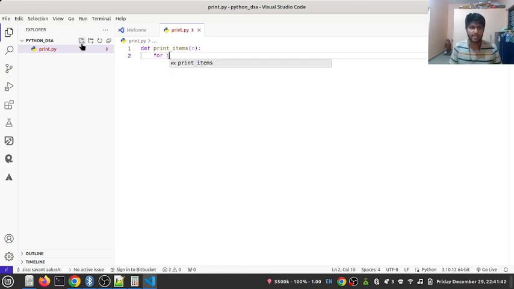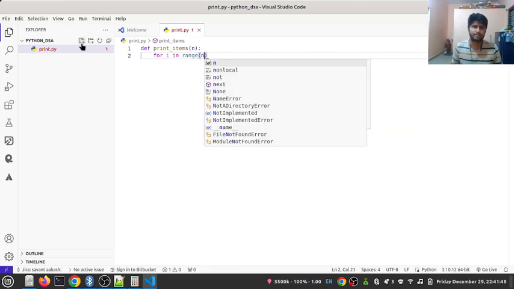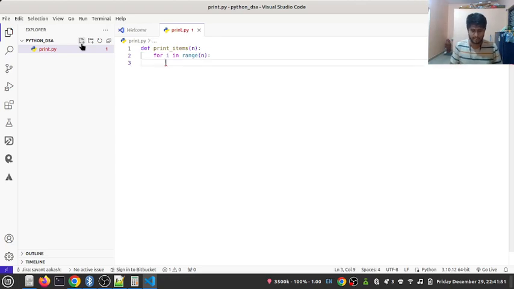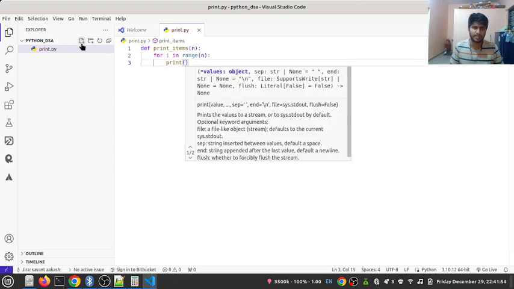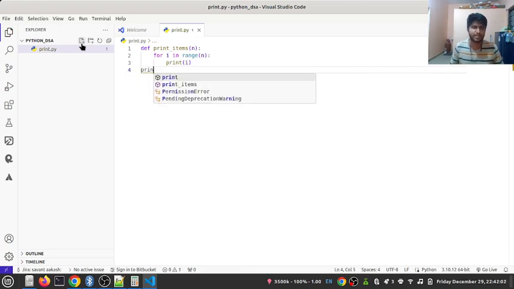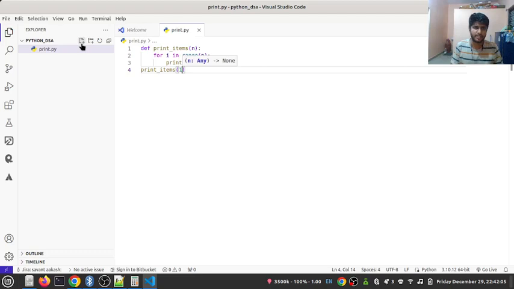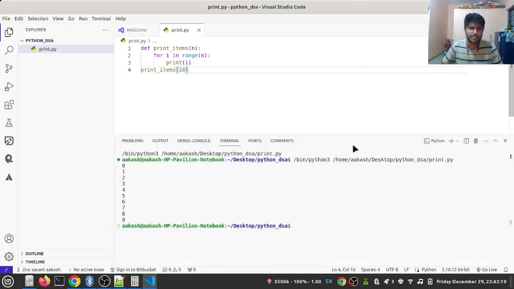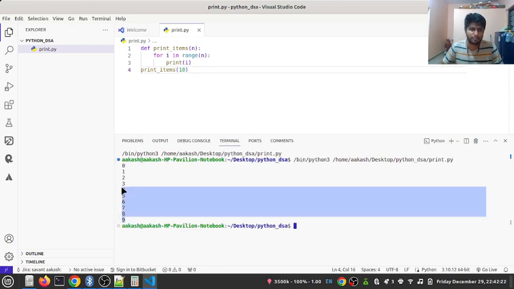So when we are iterating anything, for i in range of n, what we are doing here is print i. Let's say I am calling this function, print items of 10. How many operations will it take? 10 iterations it is going to take to execute that particular program. It depends on the number of inputs. This type of complexity depends upon the number of inputs.